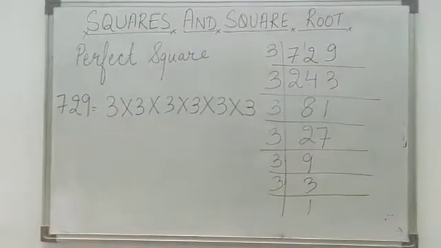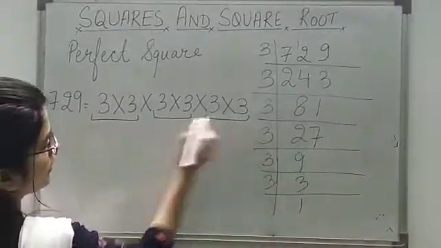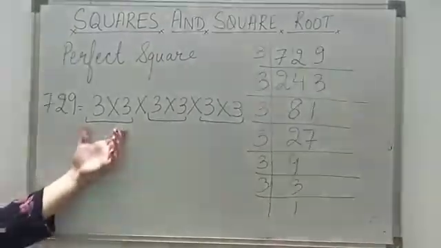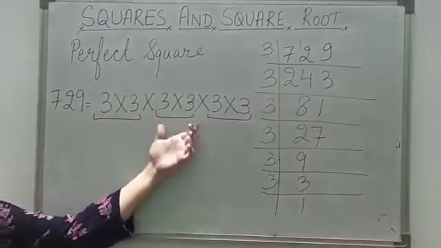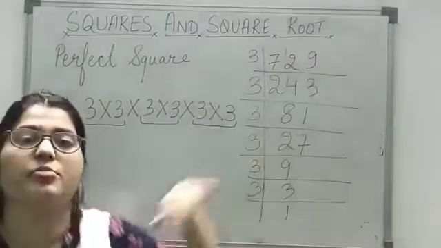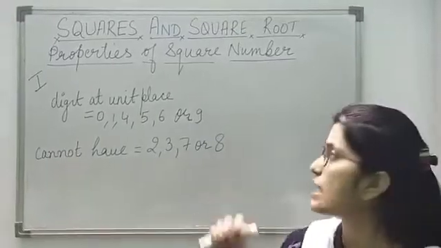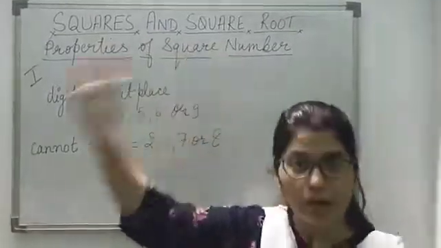Now quickly let's form pairs. Pair them. So all the 3s you can group into pairs. That means this is a perfect square. 729 is a perfect square. Okay, now let's come to the new topic, that is properties of square numbers.